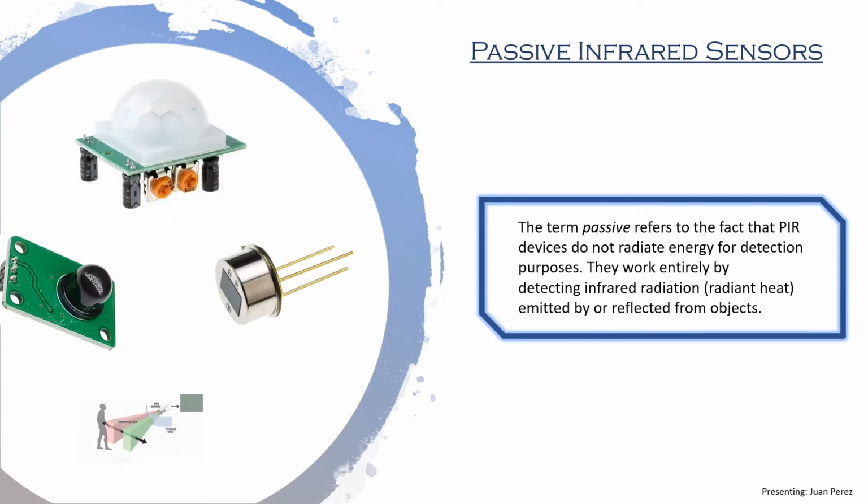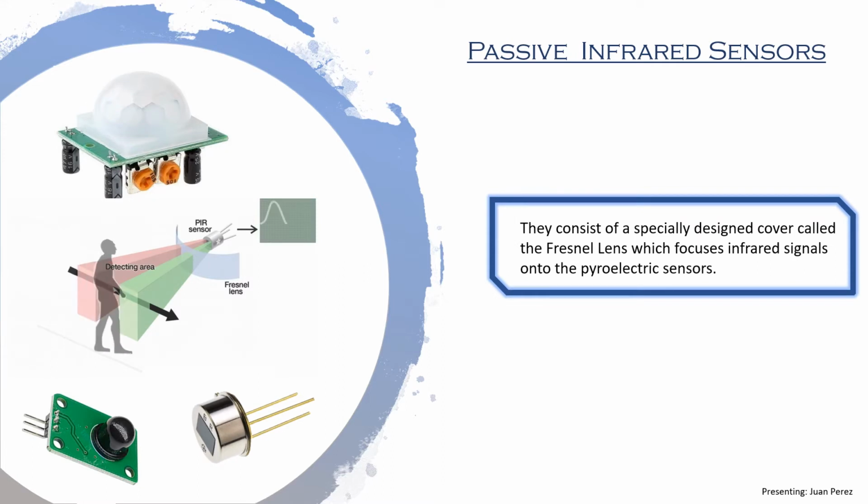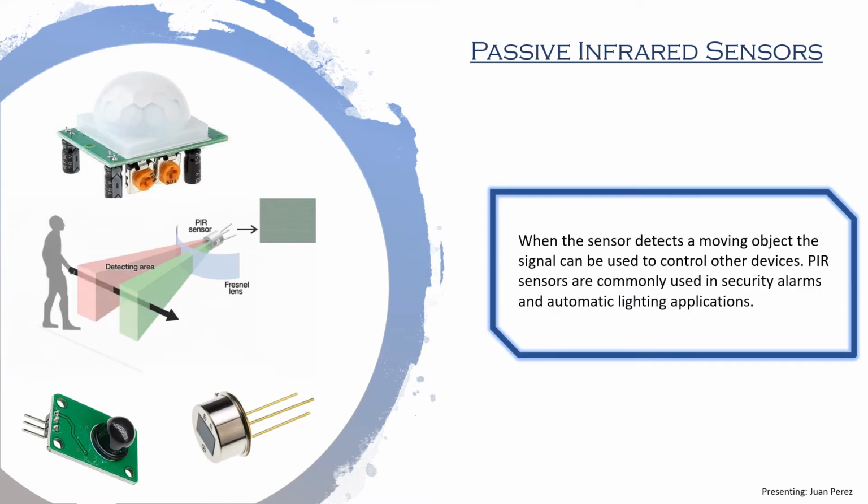The term passive refers to the fact that PIR devices do not radiate energy for detection purposes. They work entirely by detecting infrared radiation, radiating heat, emitted by or reflected from objects. They consist of a specially designed cover called the Fresnel lens, which focuses infrared signals onto the pyroelectric sensors. When the sensor detects a moving object, the signal can be used to control other devices. PIR sensors are commonly used in security alarms and automatic lighting applications.